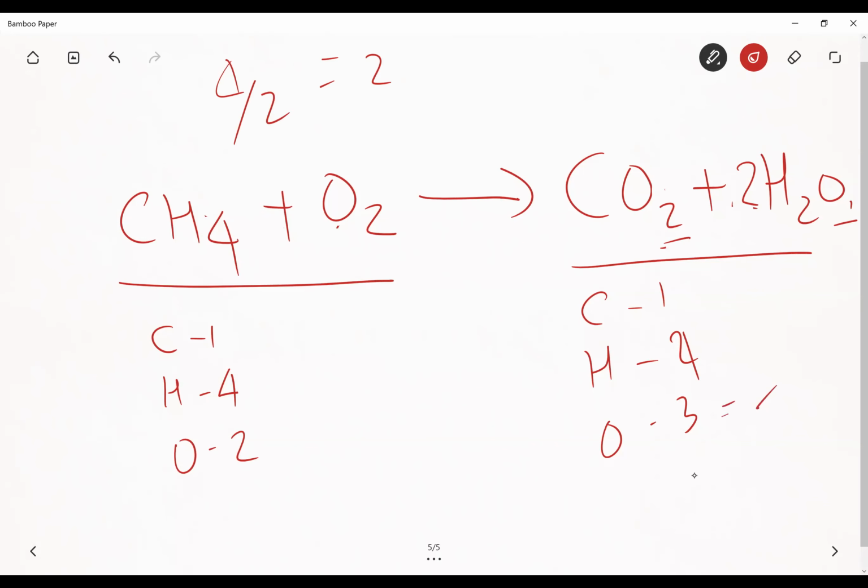You have 4. How many do we have here? Only 2. How to make it 4? Put a coefficient of 2 in front. You can't change the subscript. O2 is the correct formula, so you can use a coefficient in front of that. Okay? This is how you balance.